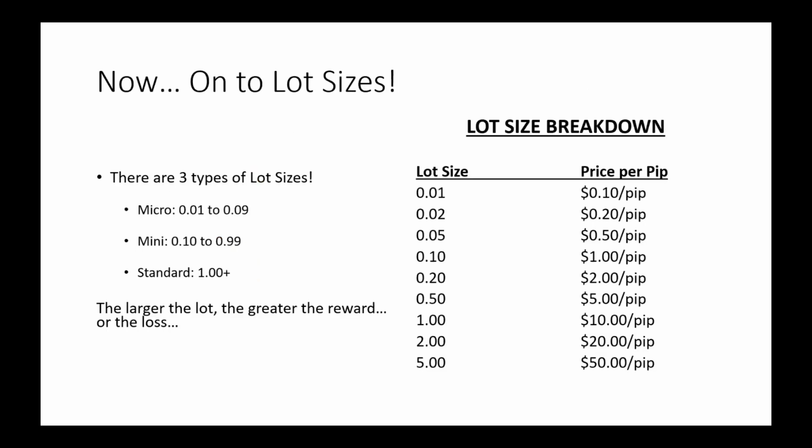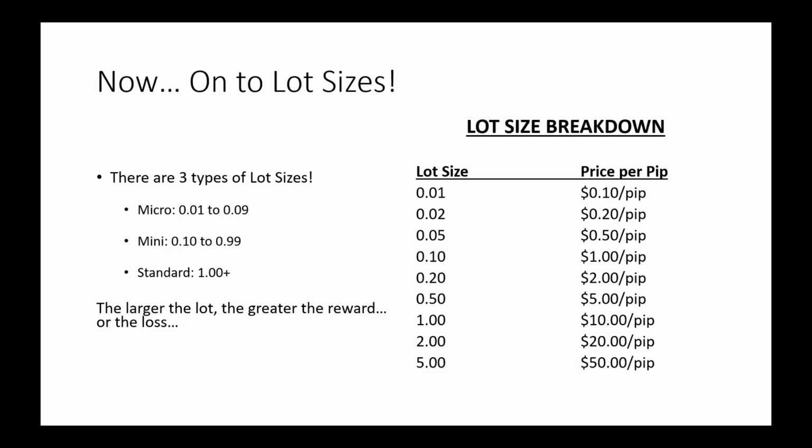Okay, next slide. So now on to lot sizes. There are 3 types of lot sizes. You have a micro lot, which is a 0.01 to 0.09. You have a mini lot, which is a 0.10 to 0.99. And a standard is 1.00, or like a $2, we used to say $2, $3 or whatever. So a standard is whatever is 1 point, and then you got your zeros behind it.